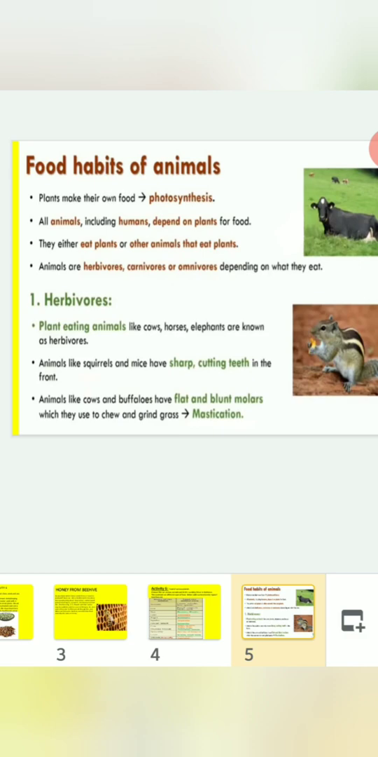Plant-eating animals like cows, horses, elephants are known as herbivores. Animals like squirrels and mice have sharp cutting teeth in the front. Animals like cows and buffaloes have flat and blunt molars which they use to chew and grind grass. That is called mastication.